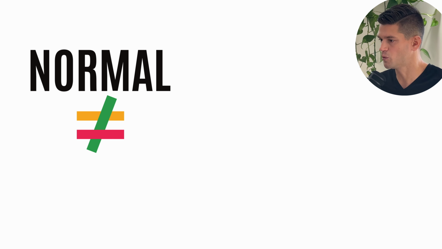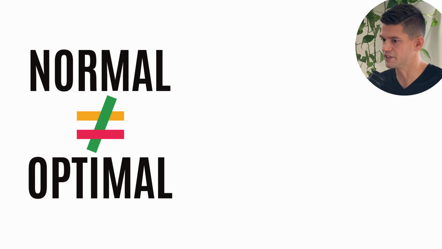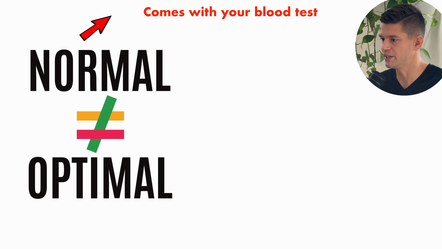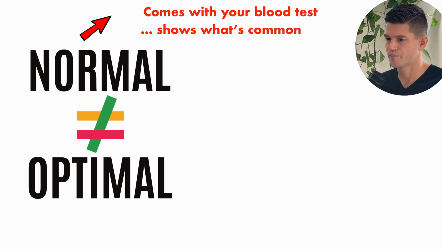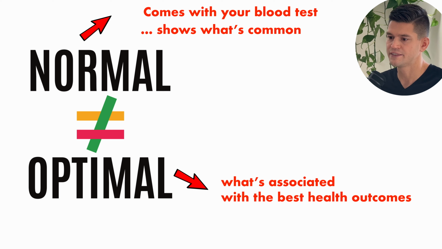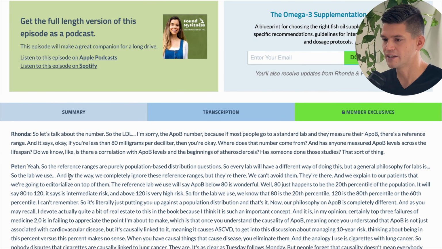You might be wondering why the normal range is not the same as the optimal one. The normal range is what comes with your blood test, and it's basically a statistical average of what's common in the population. On the other hand, optimal is what's associated with the best health outcomes. That's why you will often hear longevity doctors like Peter Attia say that they completely ignore these reference ranges. It's a bit complex topic, so I will make a separate video about it. For now, let's get back into how this liver function test interpreter works.